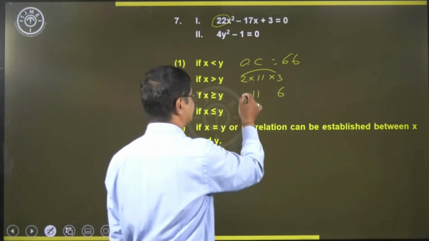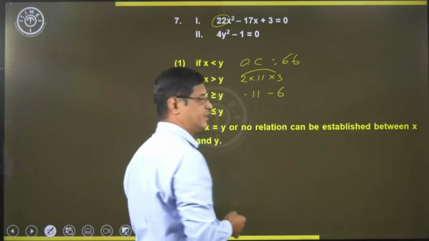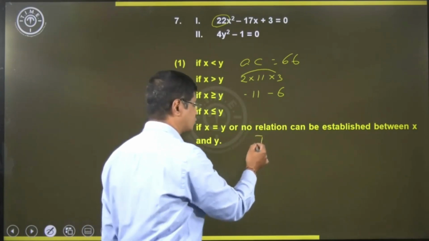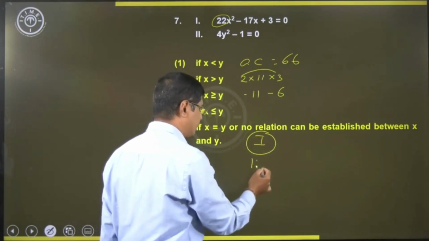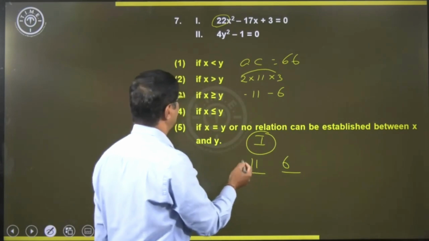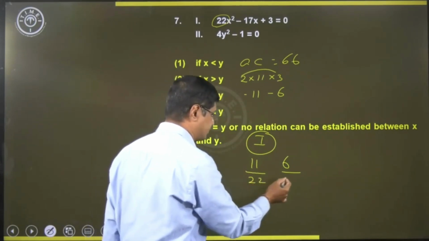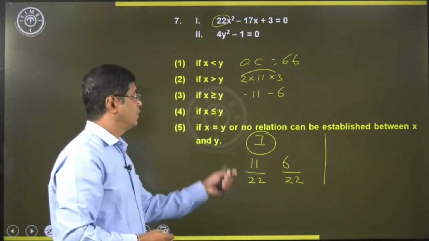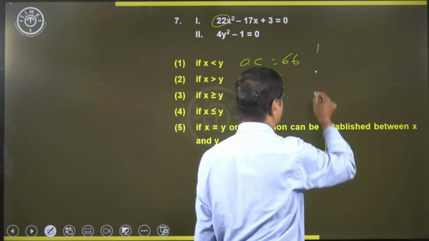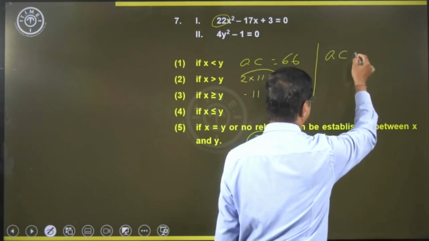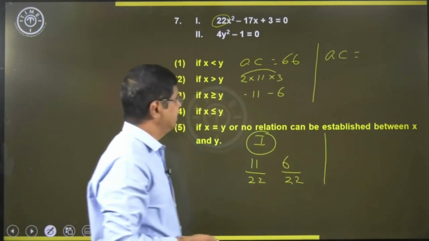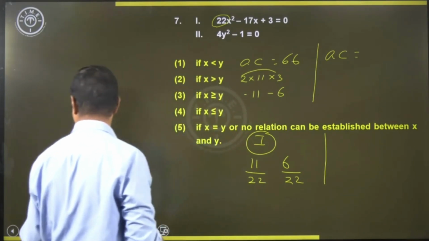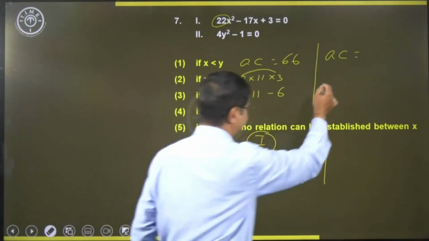So what are the factors here? 6 and 11. So minus 6 minus 11. What about the roots of the first quadratic equation? Positive 11 and positive 6 divided by the coefficient of x square, that is 22. Okay. Now on the other side, just observe the second quadratic equation. The product of A and C, here we can answer directly. We need not find the product here. Just look at the calculation.